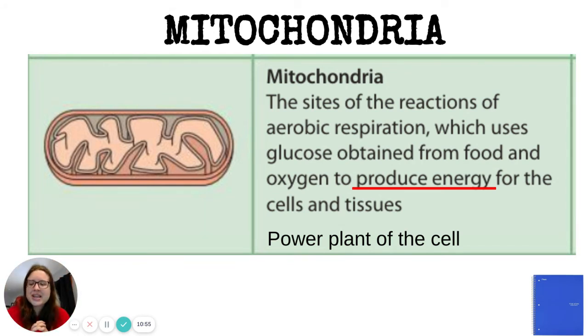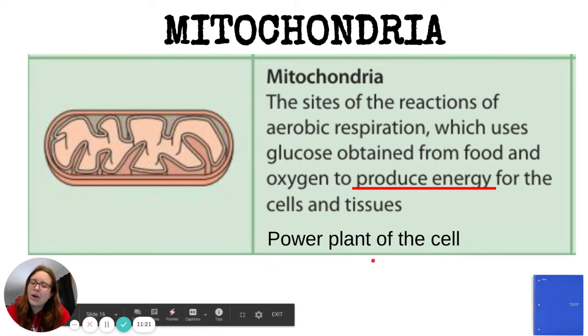And I'd like you to write down one of these definitions. There are two on my slide. The first one reads, the site of reactions of aerobic respiration, which uses glucose obtained from food and oxygen to produce energy for the cells and tissues. And the important part of that, for our purposes, is the fact that mitochondria produce energy. They're also known as the power plant of the cell.